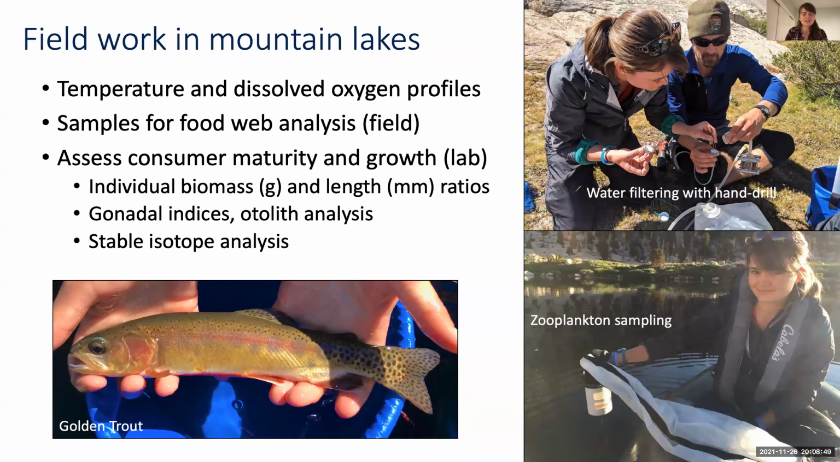So we are taking temperature and oxygen profiles at each lake, and then we go and sample the food web, collecting anything that's alive, a little bit of everything. So whether it's the aquatic plants, the insects, fish, we collect particulate organic matter. And then we're also getting some finer measurements on the fish as well, trying to get an idea of consumer maturity by looking at how heavy they are, their length ratios, gonadal indices, and looking at their otoliths, their ear stones. And then finally, the stable isotope analysis, which is for the food web work.